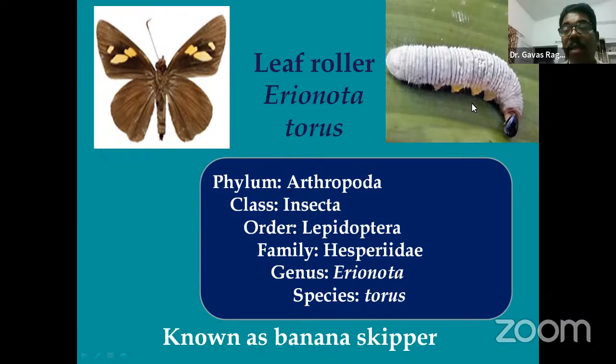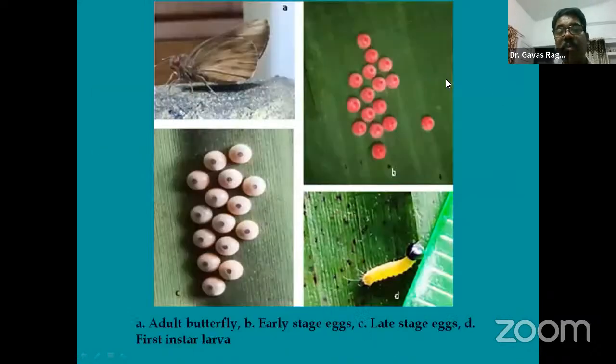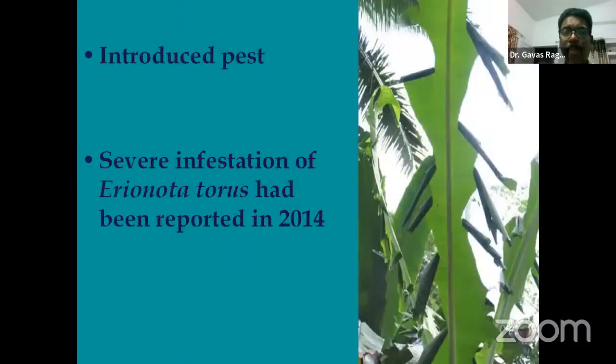Okay, the caterpillars are the defoliators. These are the newly laid eggs of the Erionota thrax, or the banana skipper butterfly, and the newly hatched larvae. The larva has a black head with a white body with a vast wax coating. And this is an introduced pest which causes severe damage. It was first reported in Sikkim, but later nobody knew what happened. But suddenly one day in 2013-14, we could report the attack of this pest in Kerala. From Kerala, it has spread to all parts of India.